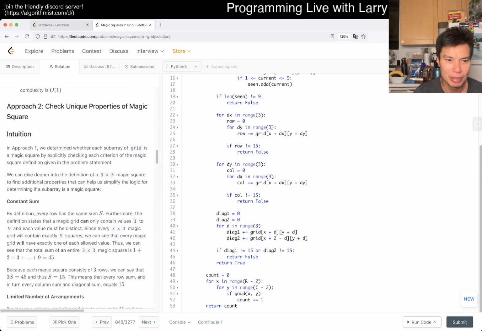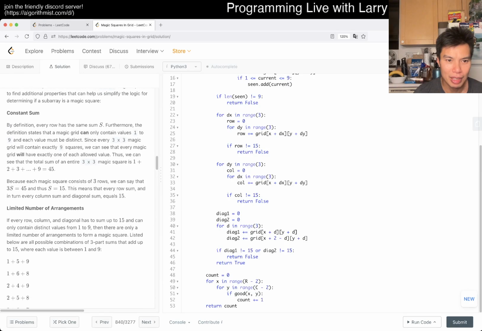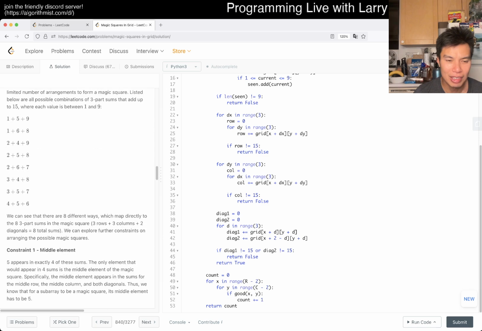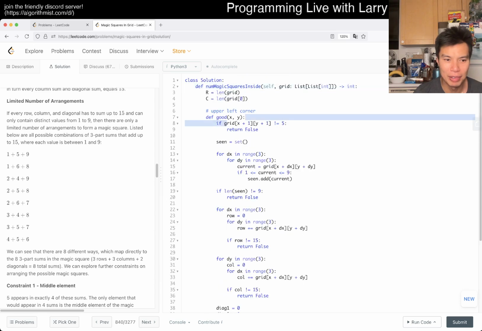Check unique properties of the magic square. It has to have the same sum. Okay, because we can say that. Oh, okay. So I guess you can. I did the check the middle element part because that's just obvious.